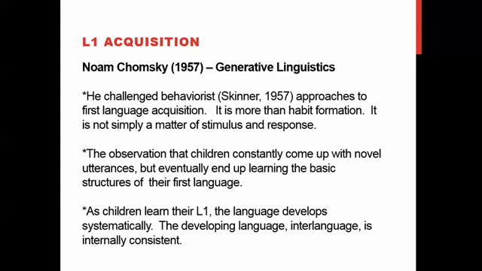Interestingly, these children eventually end up learning the basic structures of their first language. And so somehow they work out that incorrect component of their language use across time. And it seems like it's something going on in their brain that helps them to do that. So as children learn their first language, the language develops in a kind of systematic way. And that developing language is what we sometimes call interlanguage.